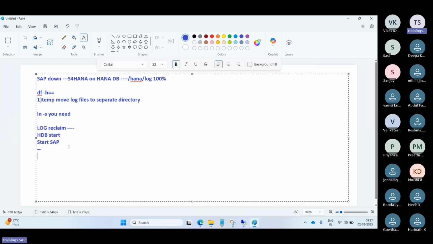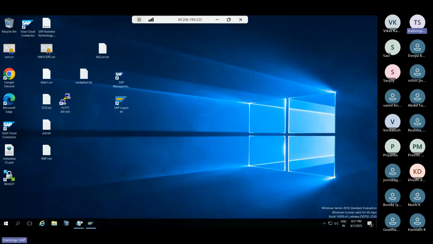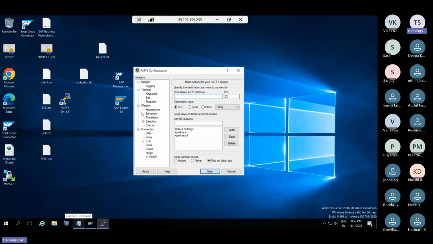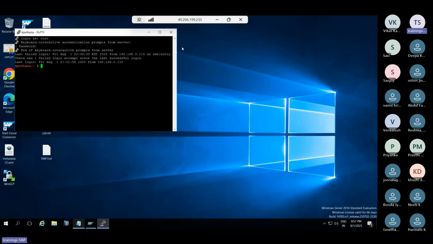After that, if the data size is very huge and we need to increase it, we have to increase the physical volumes. Then there are some commands at the operating system level, and we can increase the logical volumes also. So that's possible. We can increase it.